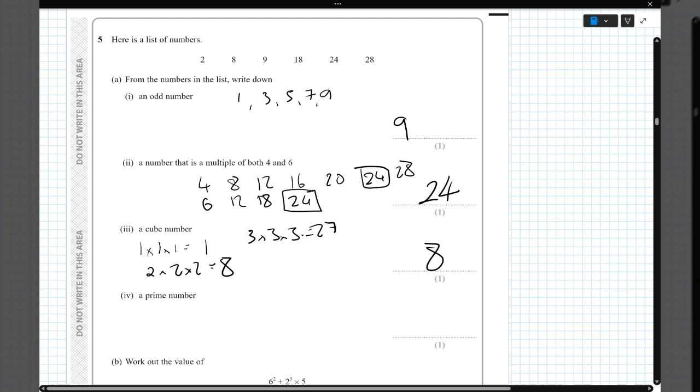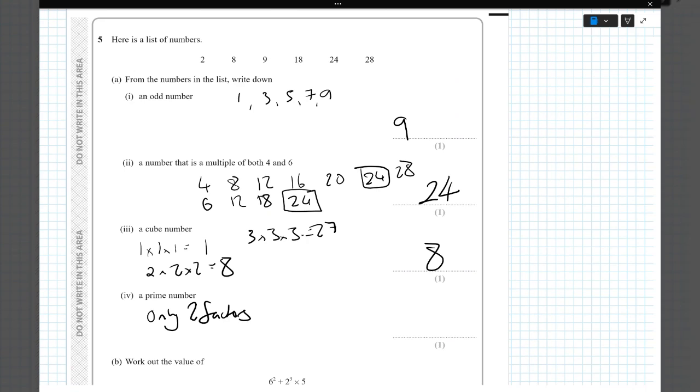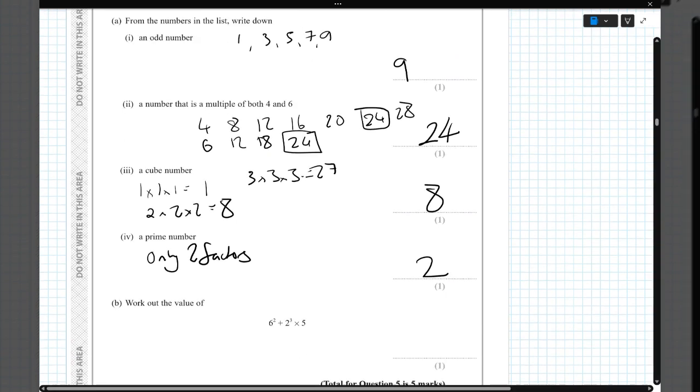A prime number. Now, a prime number has only 2 factors. And 2 is a prime number. It's the only even prime number. Everything else seems to divide by something different.